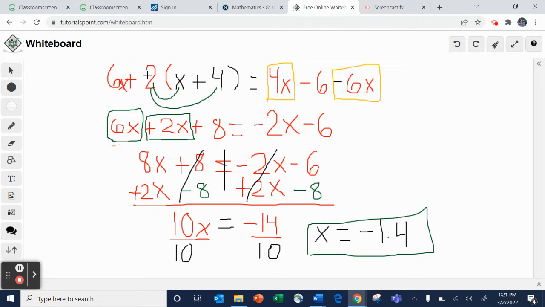So right here, I decided to distribute because whenever you have parentheses, it tells you to distribute. So on the example above and below, you got to multiply 2 times x and 2 times 4. So then once I do that, I have 6x plus 2x plus 8. That's after distributing.